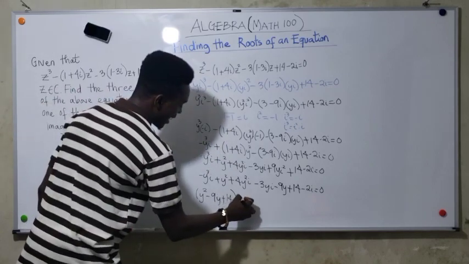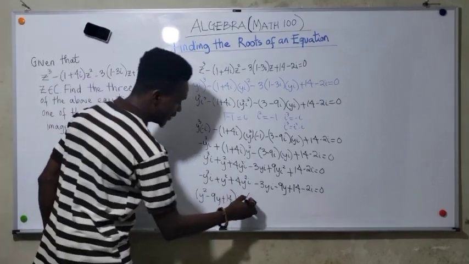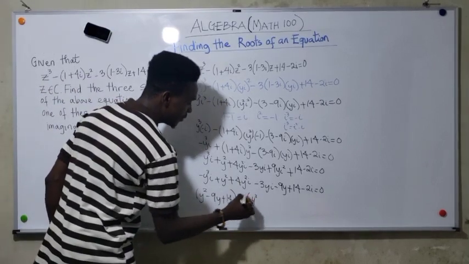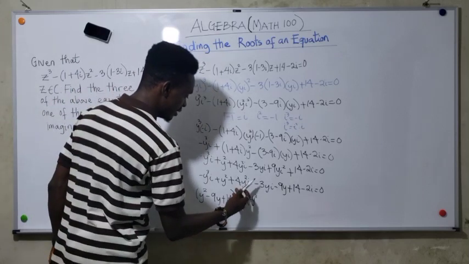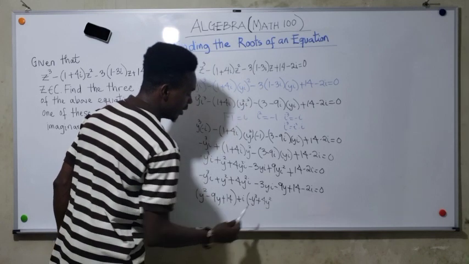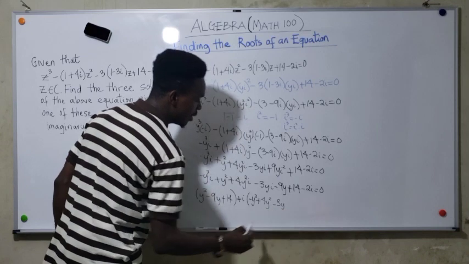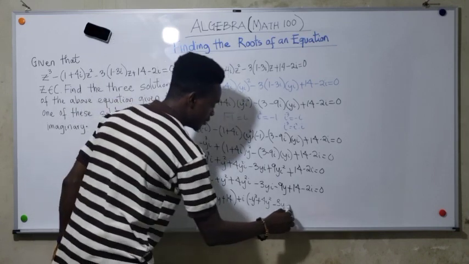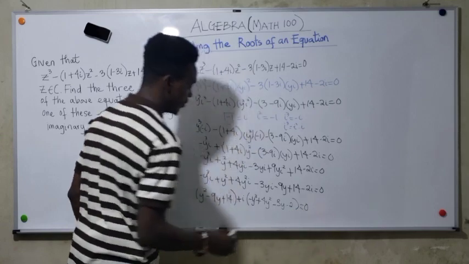We say plus r. We group our imaginary terms, so we have one which is minus y cubed, another which is plus 4y squared, another which is minus 3y, and another, minus 2, is equal to 0.